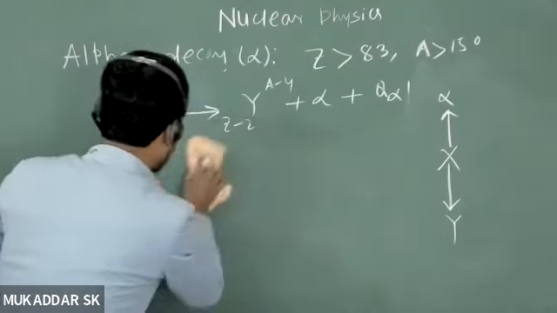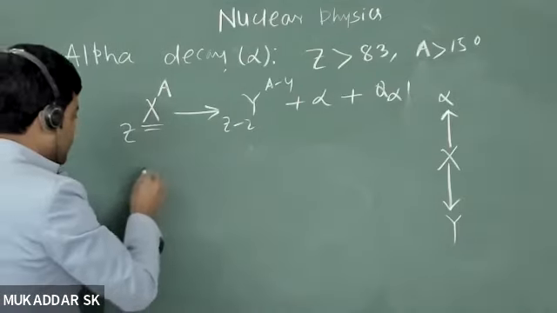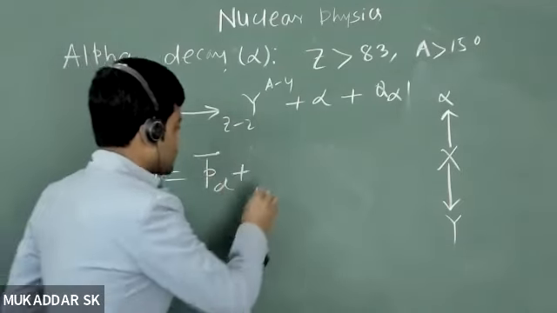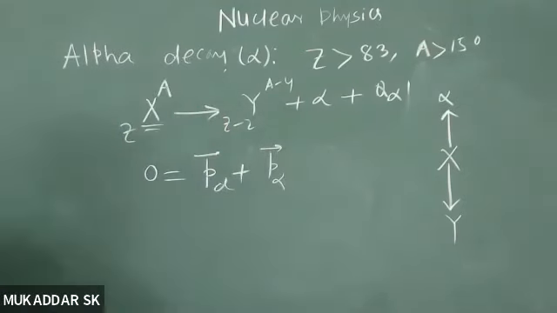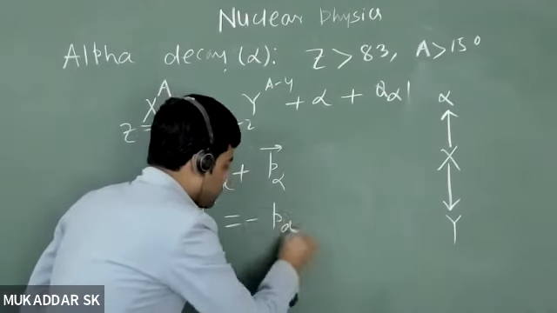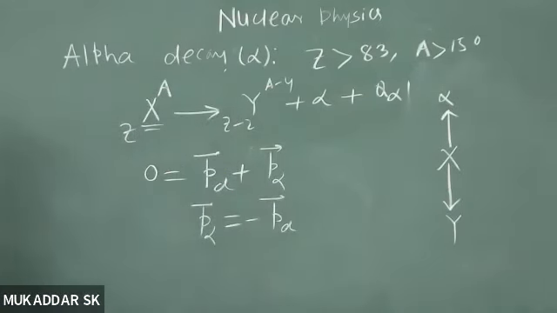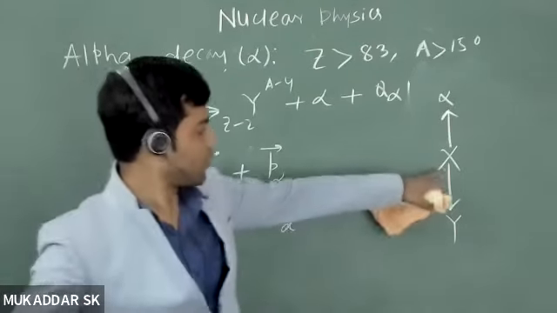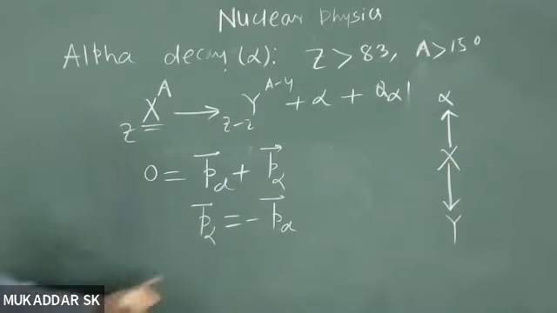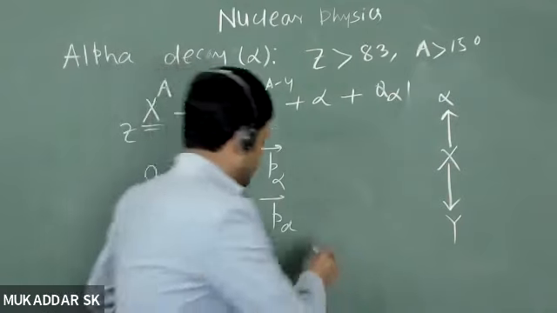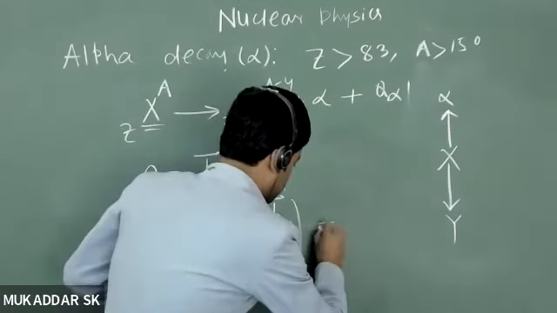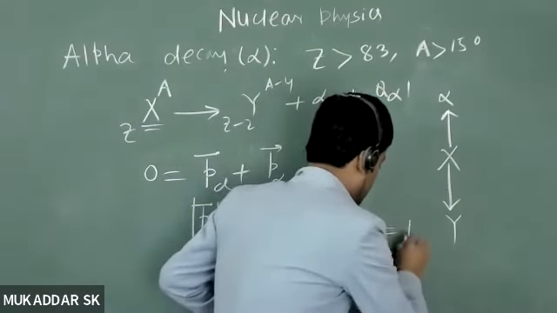Okay. So if I apply linear momentum conservation, before decay the momentum is 0, and that should be equal to the sum of the linear momentum of the daughter plus the linear momentum of the alpha particle. It means P alpha, the linear momentum of the alpha particle, will be equal to minus the linear momentum of the daughter. I can see from here the daughter is moving in this direction and the alpha particle is moving in the opposite direction. They have a phase difference of 180 degrees, so that's why there's a minus sign, but their magnitude will be the same.